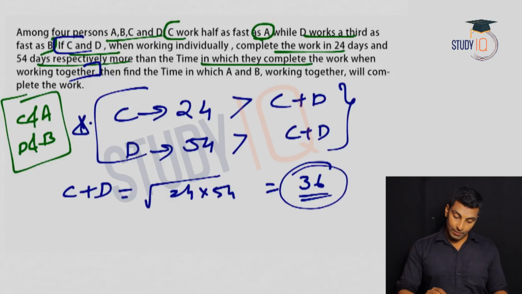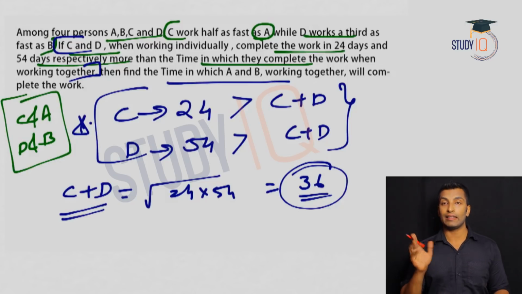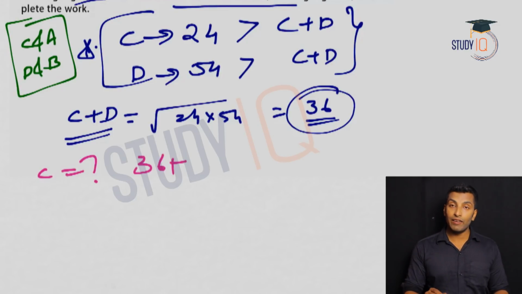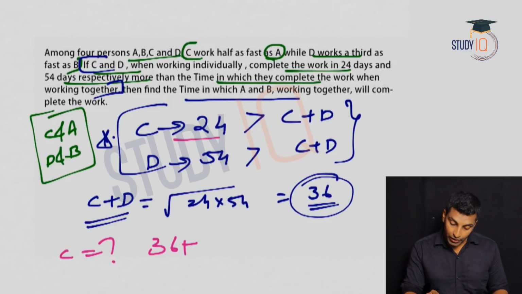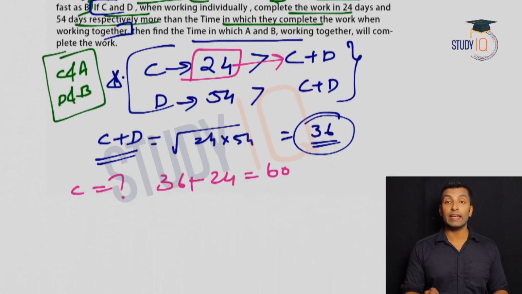Now what is asked? Find the time in which A and B working together will complete the work. So we need to know A takes how many days, B takes how many days. Let's see how you're going to proceed. So what you understood is C plus D will take 36 days. From this, can you find C will take how many days? Yes, obviously, because C plus D is 36 and C will take 24 days more than C plus D. So 36 plus 24, you know, 60 days. C will take 60 days.